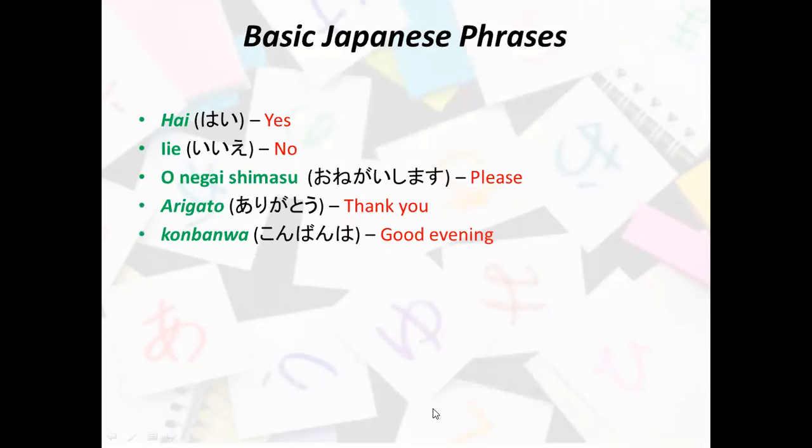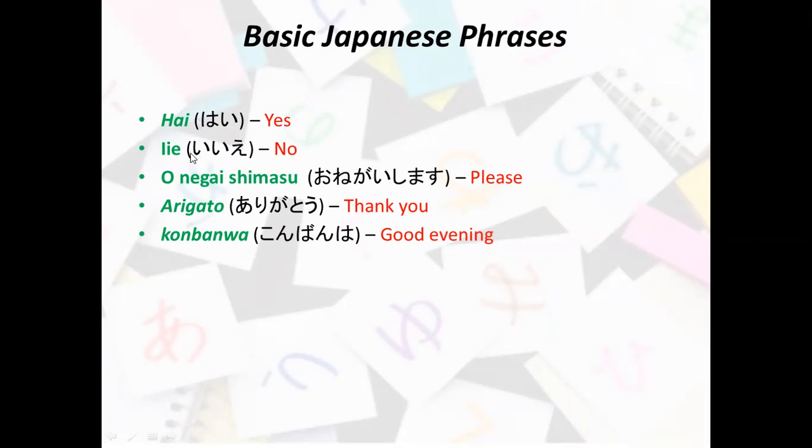Now we have completed our 5 alphabets from the hiragana. Now it's time to see some basic Japanese phrases. So let us start. The first phrase is hai, and it is written in this manner. What does it mean? It means yes in English.